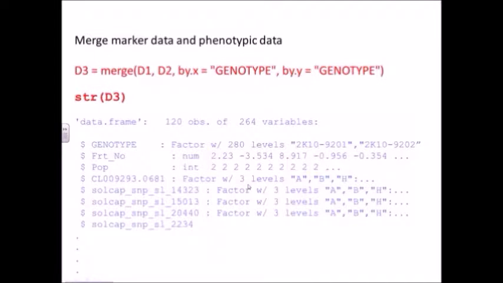So this makes sense. I've got a new data frame. It's called D3. It's got my markers. It's got my phenotypic data. It's got everything I need. So I've taken two files, I've merged them, and I've created a single file.